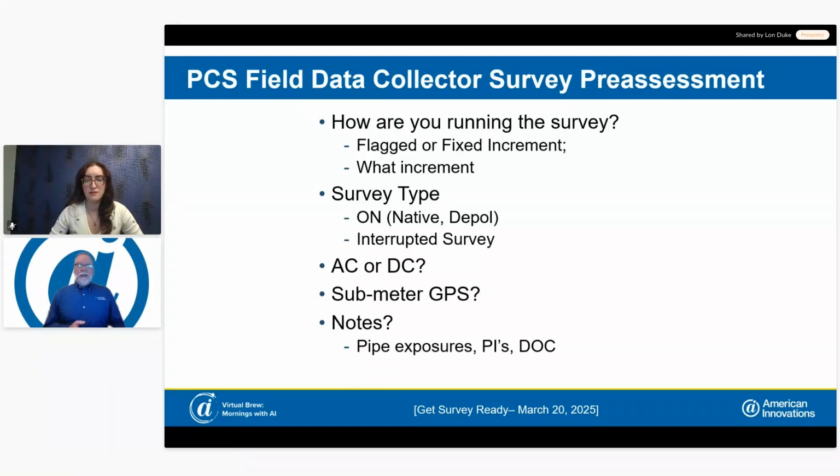Am I running an AC or a DC survey? You can do either one in Field Data Collector. Once you start one, you can't switch over. So if I start a DC, I can't switch over to AC. I will have to start a new survey to do AC for my CIS. Submeter GPS. Do I need submeter GPS on this? Sometimes companies request that. We have the Geode for our submeter that goes along with our Field Data Collector.